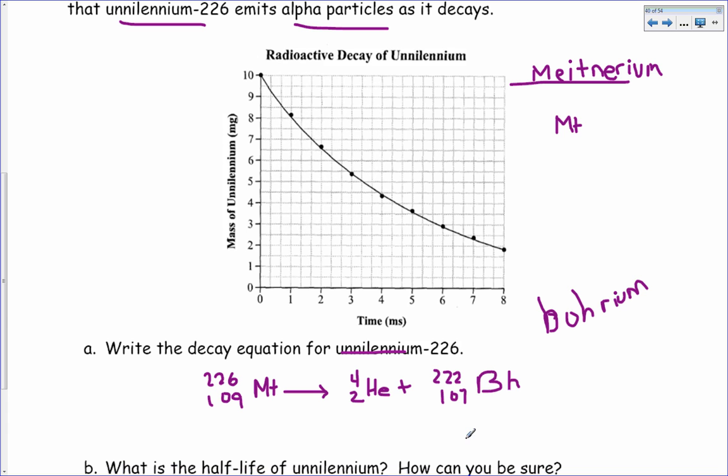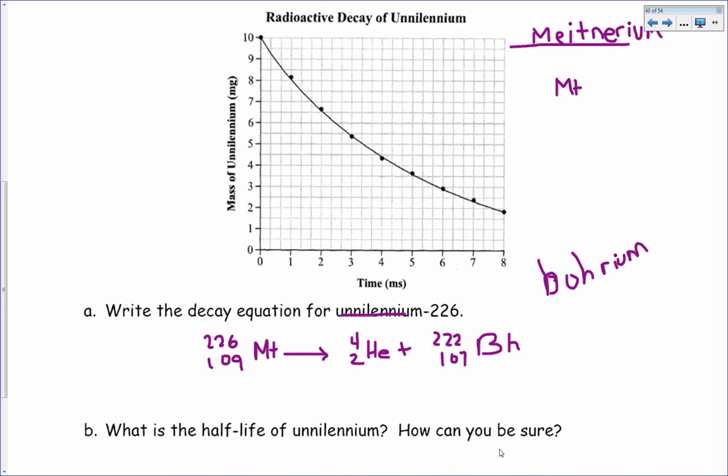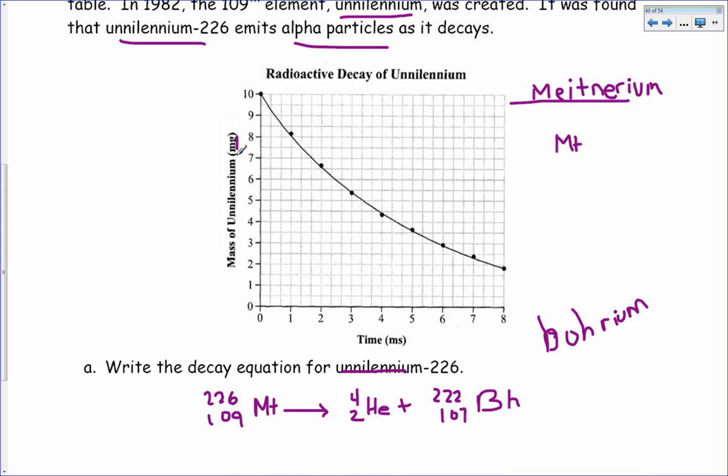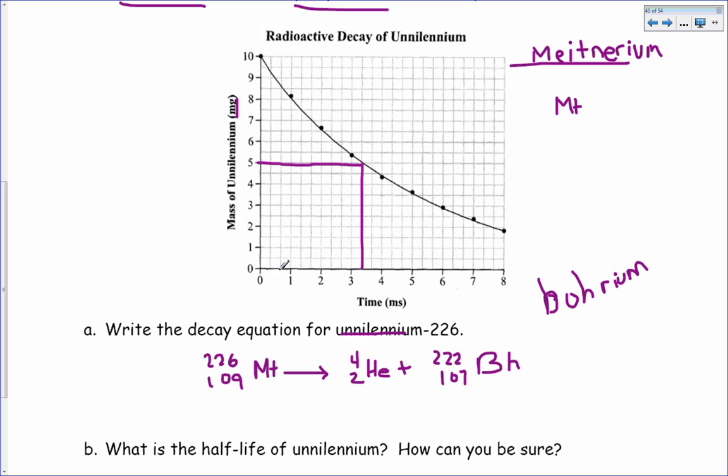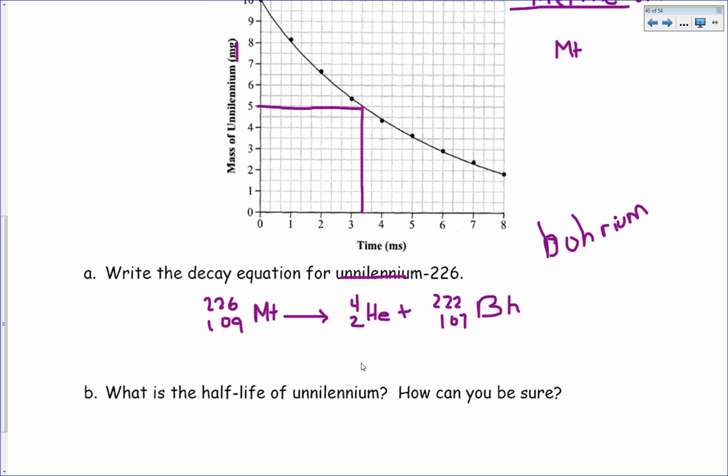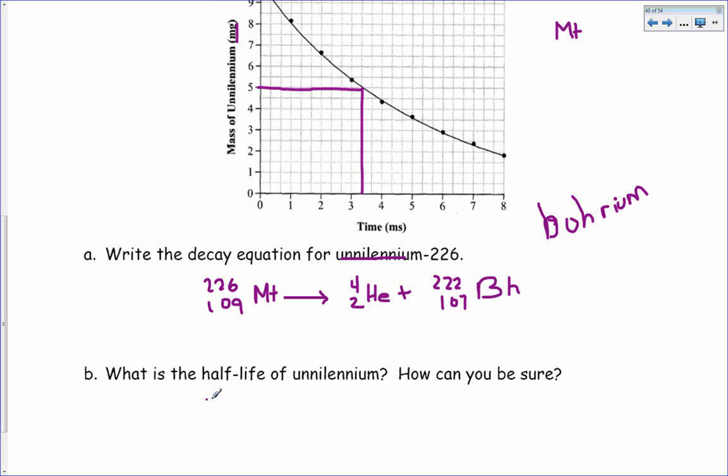And then what is the half-life of unilenium, and how can you be sure? So for the half-life, we've got milligrams, so it starts with 10 milligrams, so half is 5 milligrams. What you do then is you draw a straight line across at 5, and then you pick off what your half-life is. So here it looks to be 3, this is a bad scale, 3.33. So 3 1/3 milliseconds. So that's the half-life.